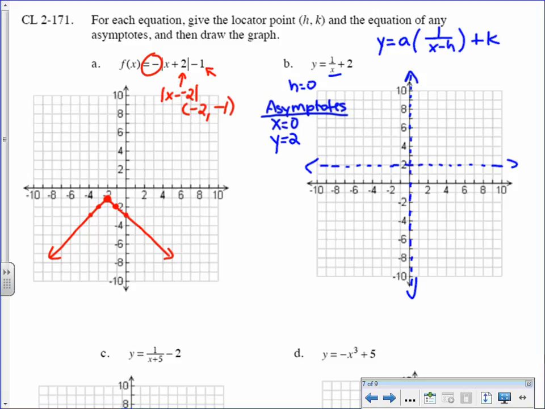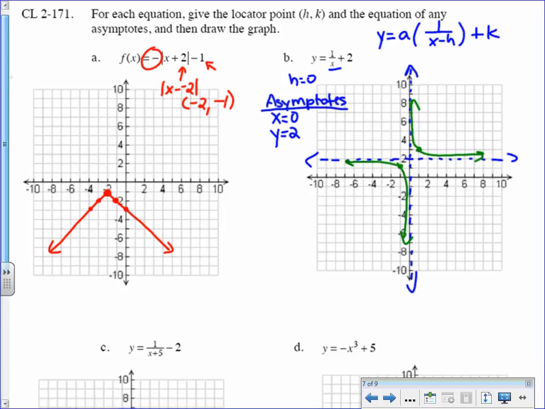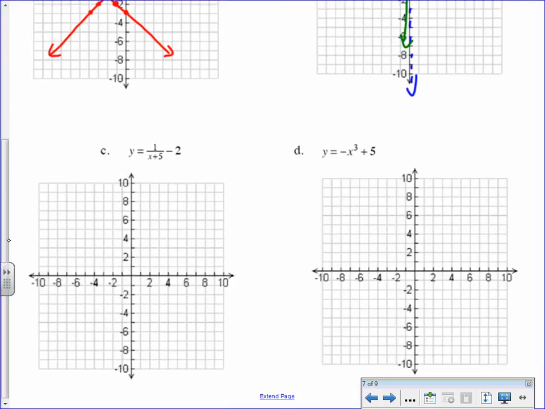I know that from the locator point, up 1 over 1 and down 1 over 1 gives me my first set of points, and then they curve in and get closer and closer to the asymptotes. And that's the graph of the hyperbola. All right, let's look at C and D.